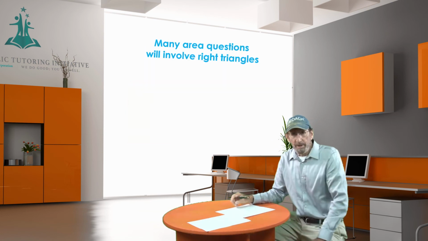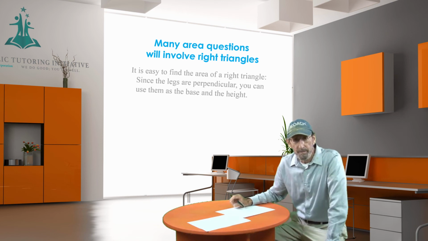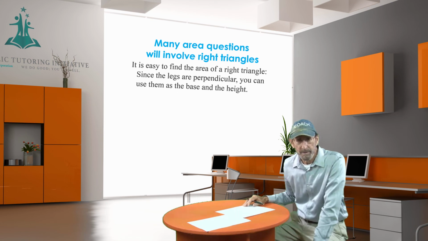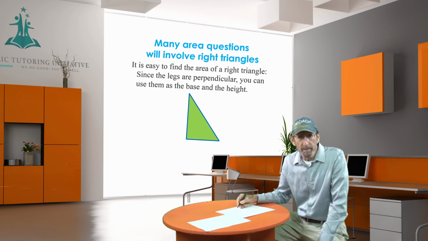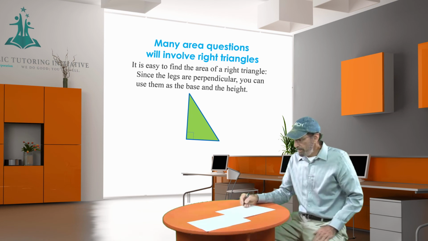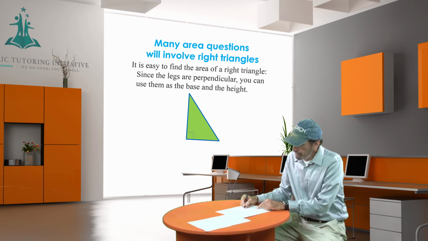Okay, fortunately for you, a lot of the triangles that you'll be asked questions about are right triangles. Why is this good for you? Well, it's easy to find the area of a right triangle. Since the legs are perpendicular, they make a perfect base and height. So the area of a right triangle is just 1/2 times the product of the legs.